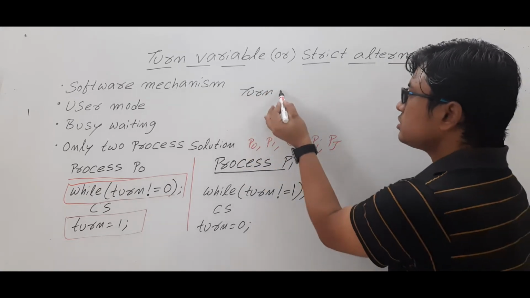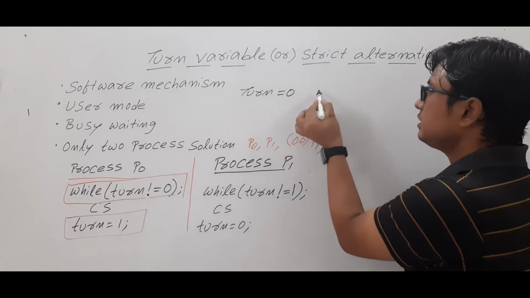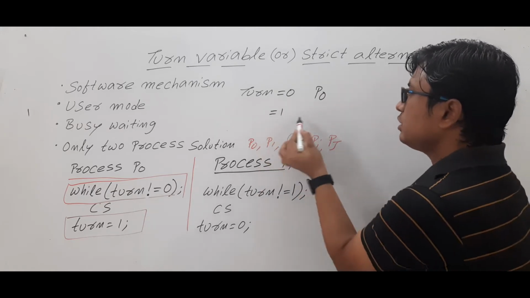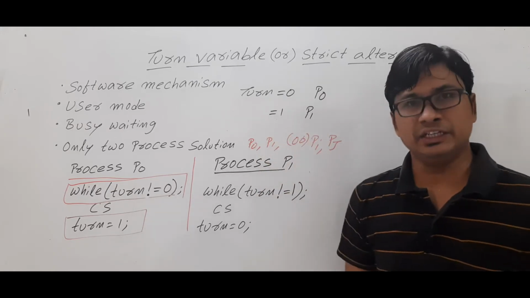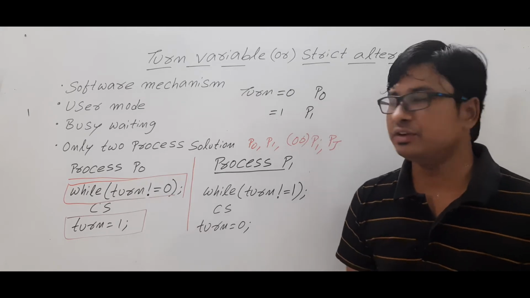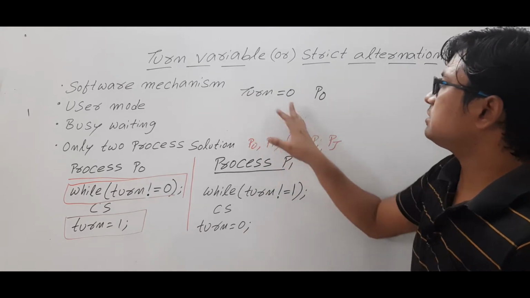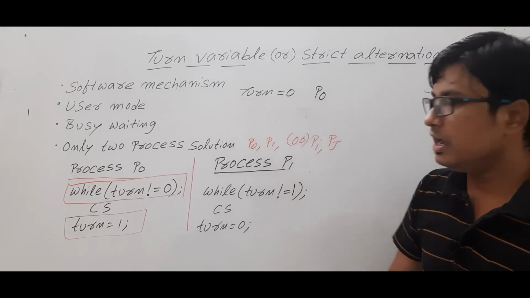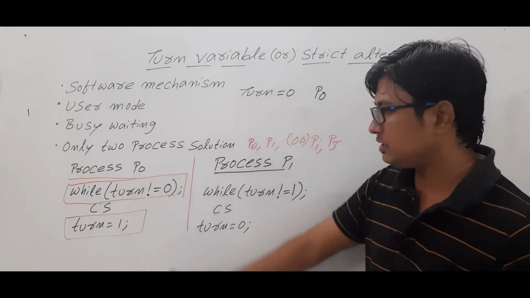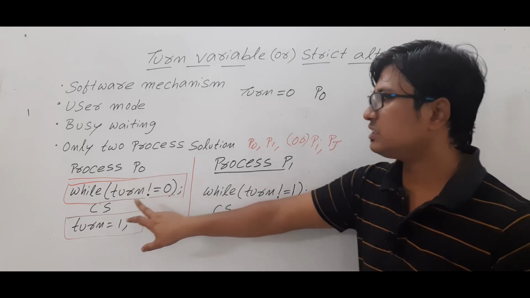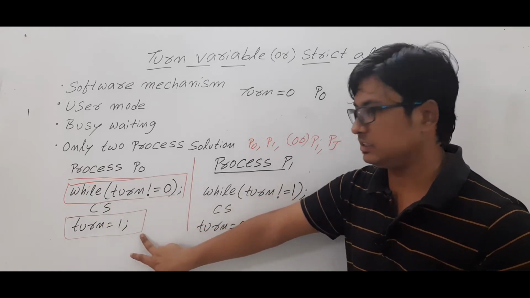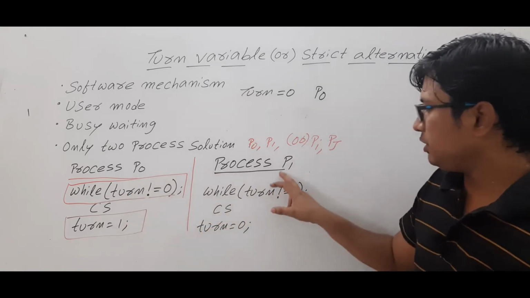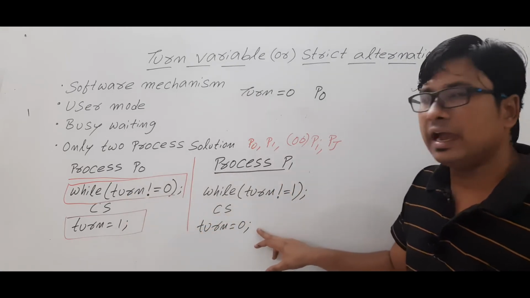If turn is equal to 0, then it means that process P0 can enter into the critical section. If turn is equal to 1, process P1 can enter into the critical section. Is it clear for you? Now look here. Let's take turn is equal to 0, then process P0 can enter into the critical section. In any process synchronization mechanism, we will have the entry section, critical section, then exit section. So this is the entry section for process P0 and exit section. And coming to process P1, this is the entry section and exit section.